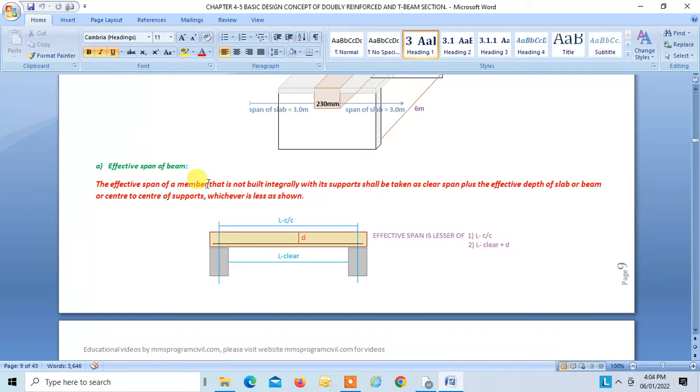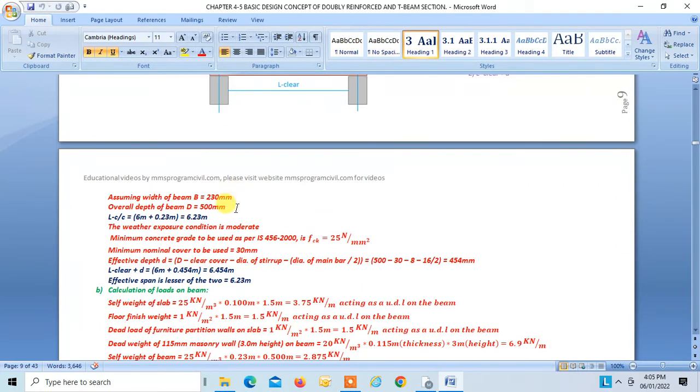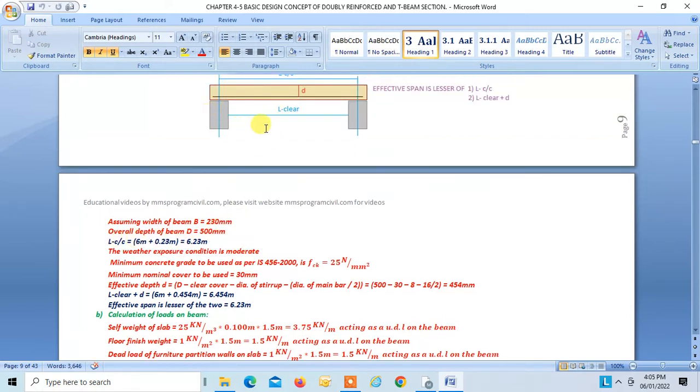The effective span of a member that is not built integrally with its support shall be taken as the least of clear distance plus d, or L center to center, right? Our beam is made up of RCC and the wall is masonry, so they are not monolithic. The joint is not monolithic in nature, and they are not integrally built. So we have to refer to this criterion. Given to us, b is 230, D is 500, and clear span is 6 meters. This is 230 mm, this is 230 mm. So L center to center is 6.23 meters, right?